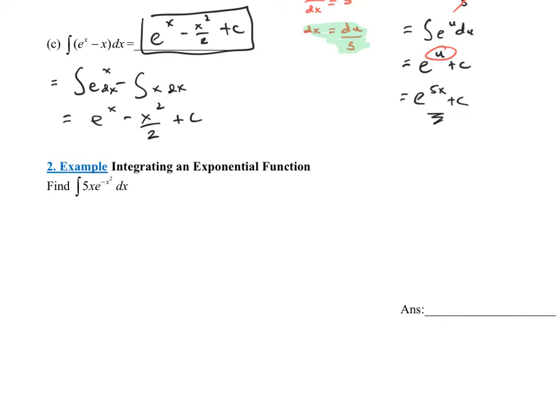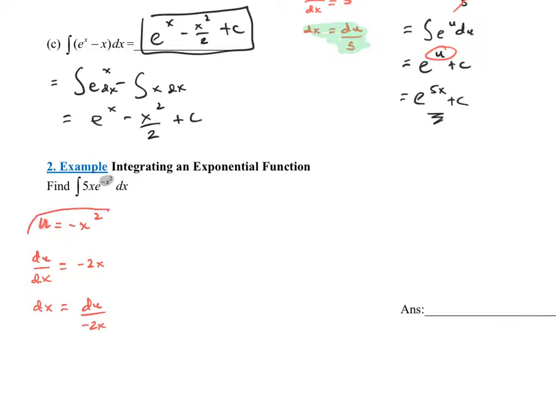Let's go on and look at example 2 here. It says integrating an exponential function: find the integral of 5x e to the negative x squared dx. Again, notice that the exponent here is not just x. Whatever's in the exponent, that is what we are going to make u. So let u be the exponent, which is negative x squared. We take the derivative of u with respect to x. The derivative of negative x squared would be negative 2x. We solve for dx by multiplying both sides by dx, dividing both sides by negative 2x, and you would end up with dx equals du over negative 2x.